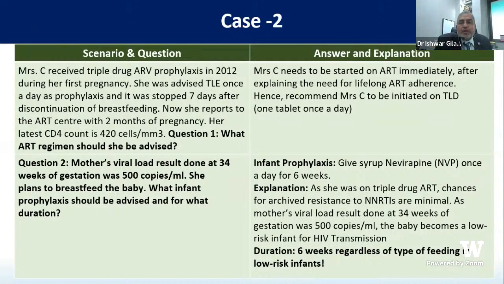Mrs. C needs to be started on ART immediately because it's a test and treat scenario now. And in any case, we need to protect the infant. After explaining the need for lifelong ART adherence, we recommend Mrs. C be initiated on TLD regimen, one tablet once a day. For infant prophylaxis, we give syrup nevirapine once a day for 6 weeks. As she was on a triple drug ART regimen, chances of archived resistance to NNRTI are minimal. As the mother's viral load result at 34 weeks of gestation was 500 copies, the baby becomes a low-risk infant for HIV transmission. So a duration of 6 weeks, regardless of the type of breastfeeding, is good enough for this baby. Next slide.